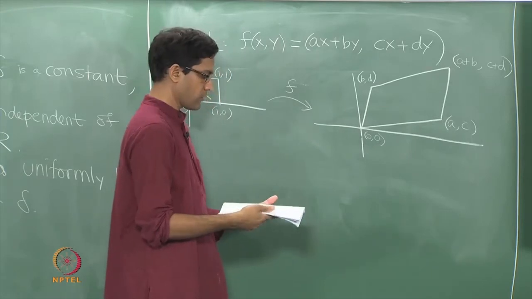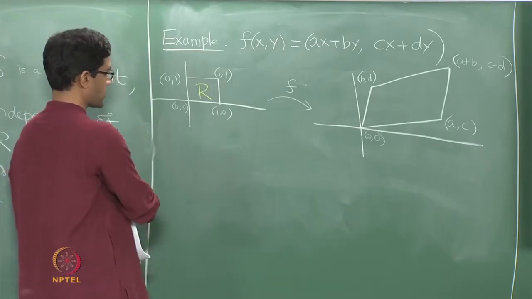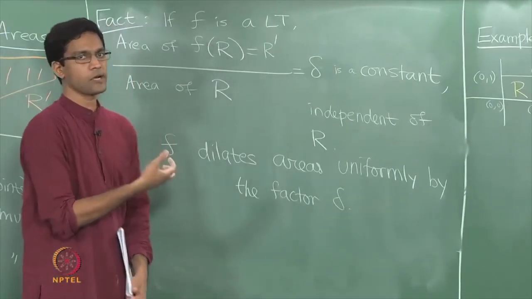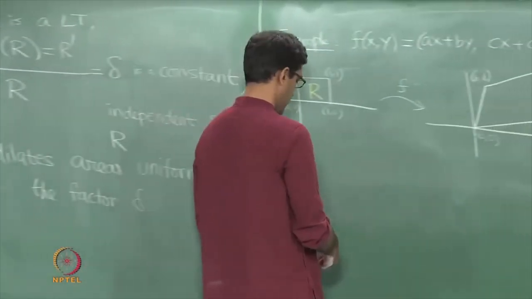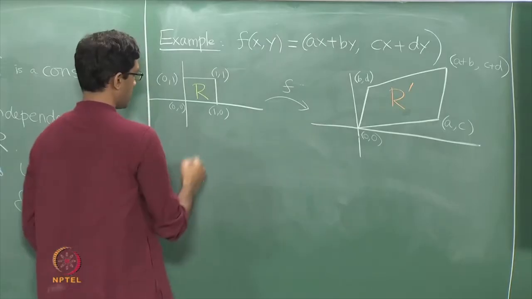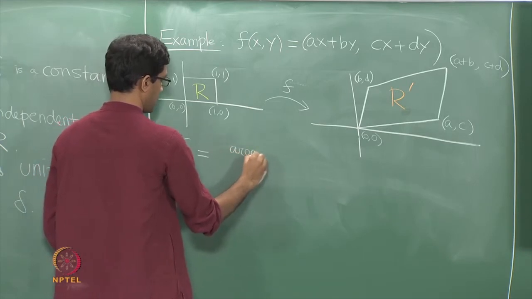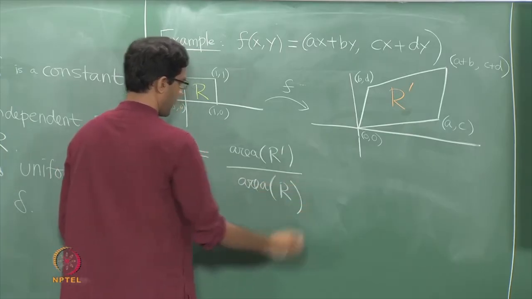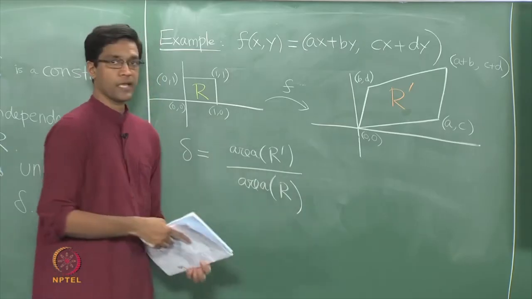Okay. And so, now the question really is, in order to figure out this dilation factor, let us accept for the moment this fact as being true that this dilation factor is uniform, there is just a single dilation factor delta. So, to figure out what delta is, all we have to do is take this particular choice of R and R dash. So, I will compute the area of the parallelogram and divide it by the area of the square. So, this scaling factor delta is just the area of the parallelogram divided by the area of the original region R. Now, of course, the original region has area 1. So, I do not need to do anything there. All I need to figure out is the area of the parallelogram.